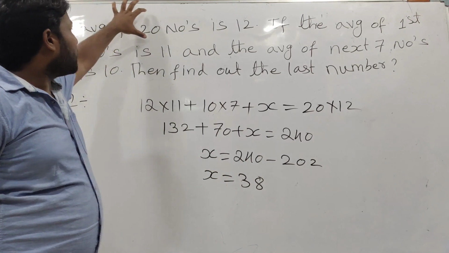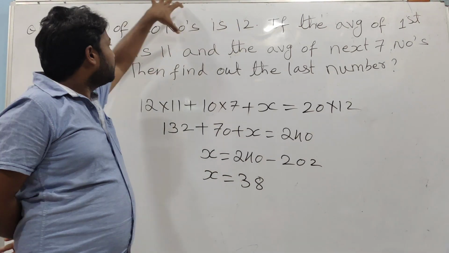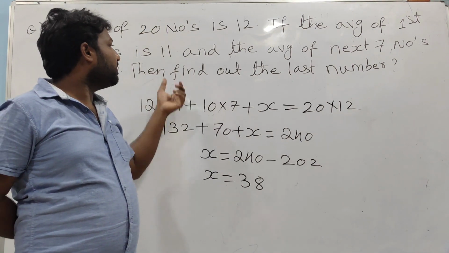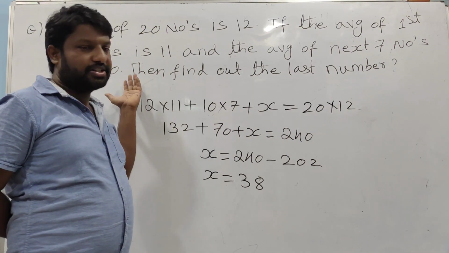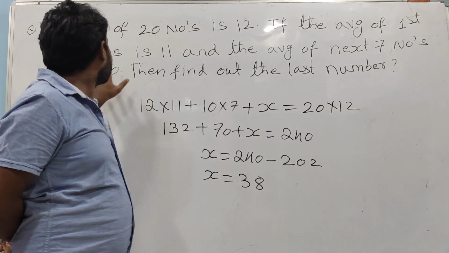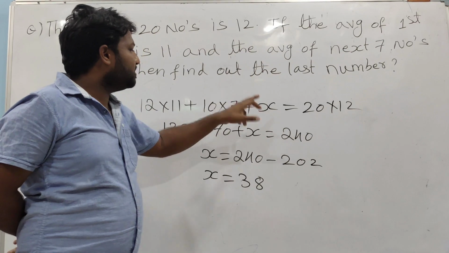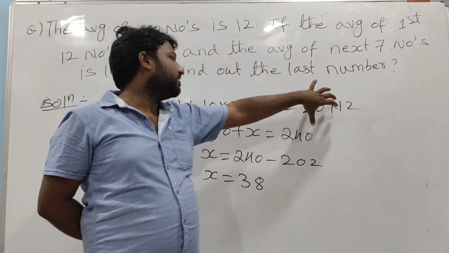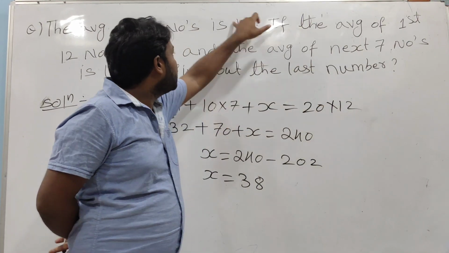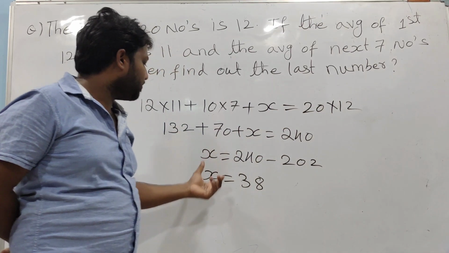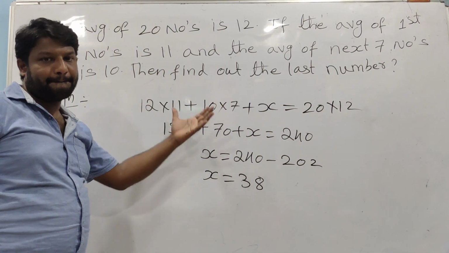Okay. So I am taking the total average given, 12 for 20 numbers. Average of first 12 numbers is 11, so I am taking sum 12 into 11, and the next 7 numbers' average is 10, so I am taking sum 10 into 7, plus x. Total how many numbers are completed? 12 plus 7 is 19, plus x, total 20. The 20 numbers' sum is this. So I am equating it to the sum of 20 numbers, average into number of observations, that is 20 into 12. From here I am getting x. This is the basic method.